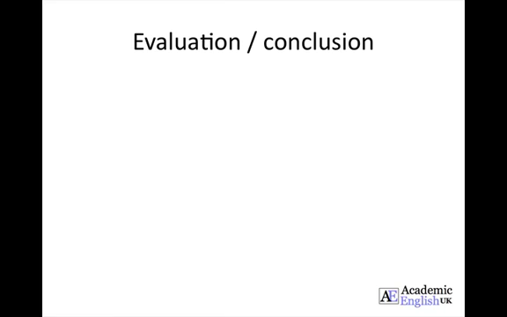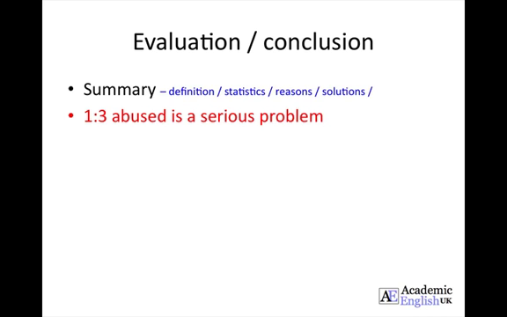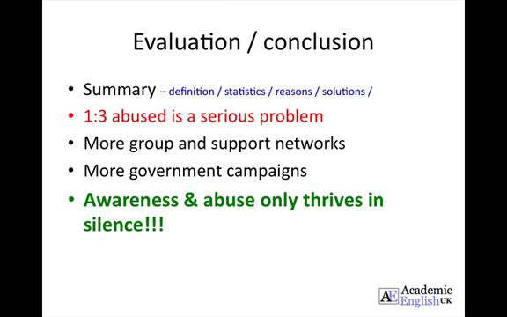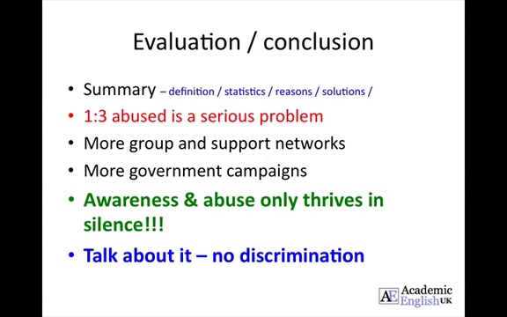Okay, finally, to sum up, I have given a definition, provided statistics, reasons and solutions to domestic abuse. It seems to me that 1 in 3 women being abused worldwide is a serious problem. I feel and believe that there is a need for more group and support networks throughout the world, in every country, in every community. There is also a need for more government campaigns and more awareness programs. I think that abuse only thrives in silence, and that there should be more opportunities for victims to talk about it without any need of discrimination.